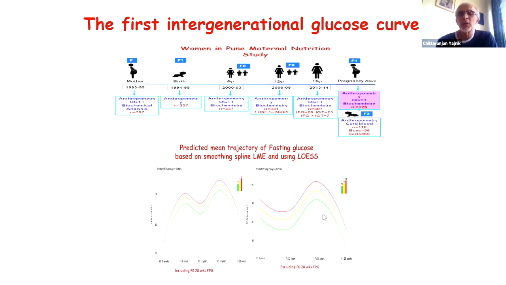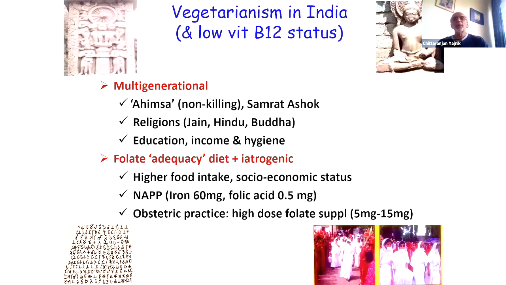These young girls, with an average age at pregnancy of 20 years, their glucose in pregnancy is a manifestation of what was happening from their childhood. So we come back to B12 and why Indians have so much B12 deficiency. Without going into details, I'm going to tell you that it's due to vegetarianism as a substantial cause.